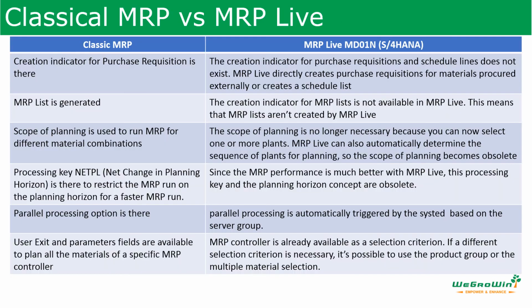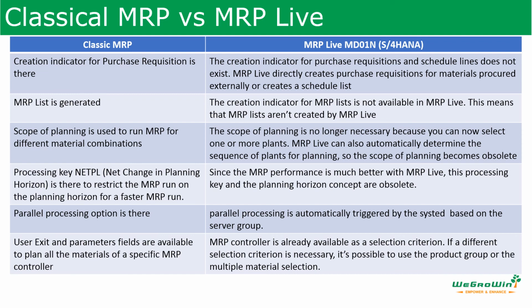Now, with the discussions we had so far, we see some differences between classic MRP and MRP Live. In classic MRP, for purchase requisition, we have a creation indicator, right? But in MRP Live, the creation indicator for purchase requisition or schedule lines is not there. The system will directly create purchase requisitions for the materials which are externally procured. It will create the schedule lines. In between, the planned order to purchase requisition conversion option is not there in MRP Live.